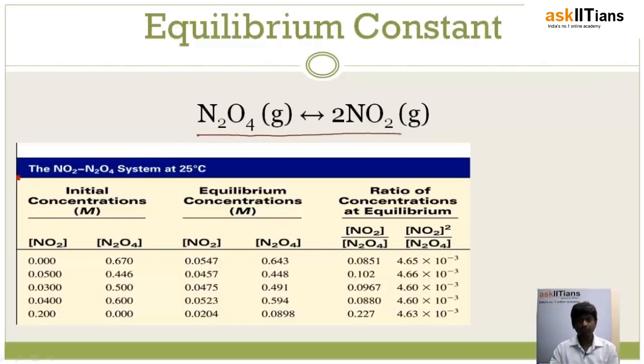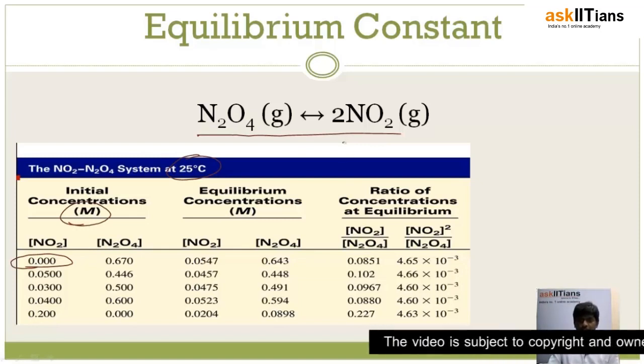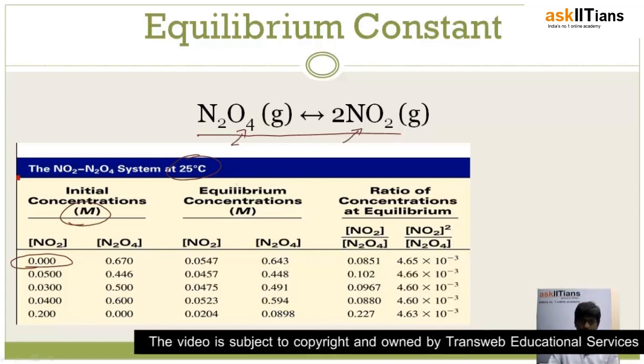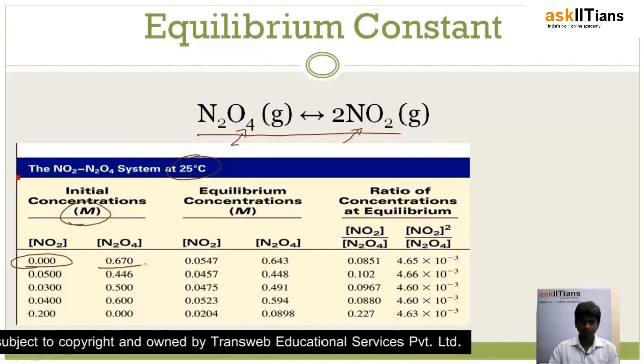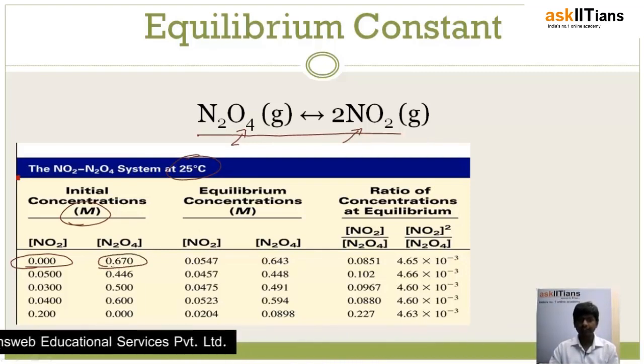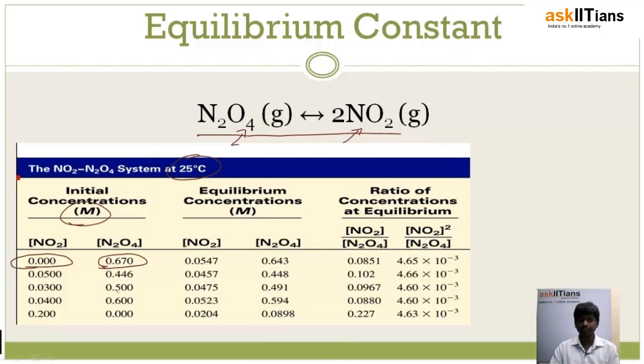Now suppose that you have this gaseous phase reaction, and the chemist who performed this reaction performed it at a constant temperature of 25 degrees centigrade, that is room temperature. He also recorded certain data. The first data which he recorded was the product concentration, 0, given in molarity. So that means there was no product. He first took the reactant, and the reactant concentration which he took was 0.67.